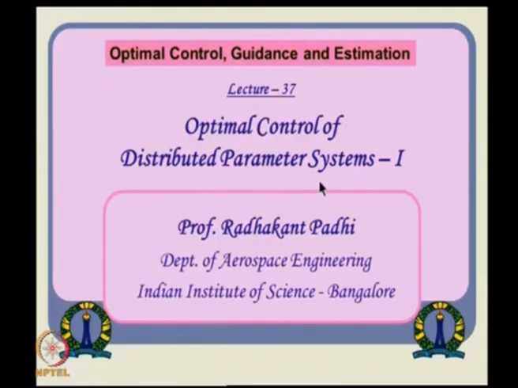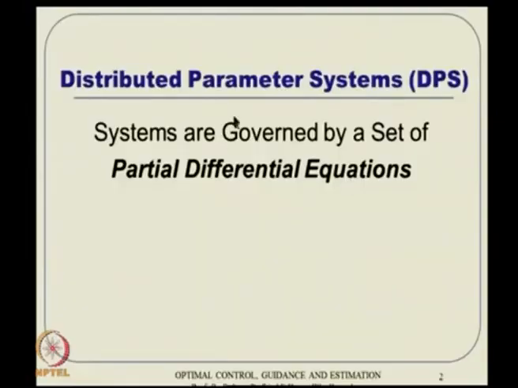I thought in 2 lectures I will cover some topics on optimal control of distributed parameter systems, and especially the research that we did and the results that we got some time back. So, let us get started. This is the topic we want to discuss in these 2 lectures: distributed parameter systems. Essentially these are systems governed by a set of partial differential equations. And so far we have not talked anything about that.